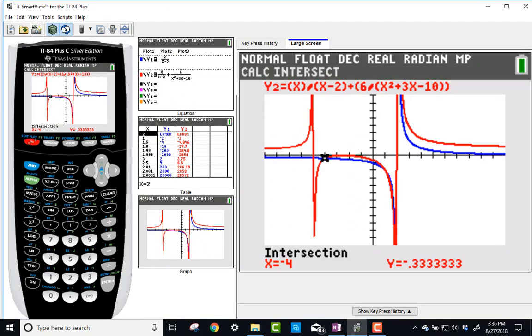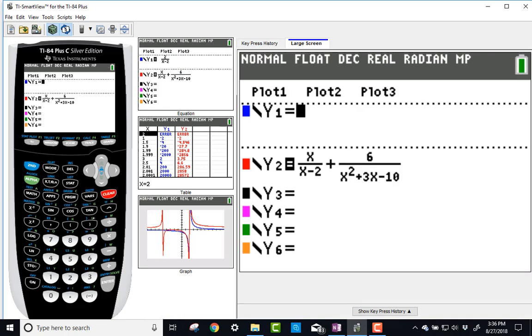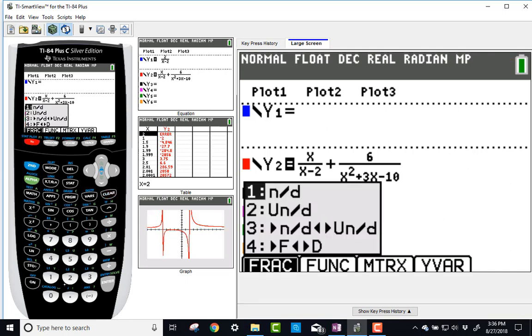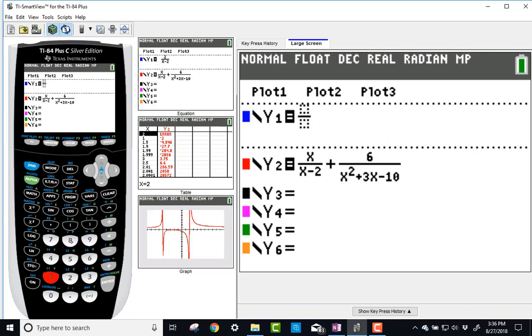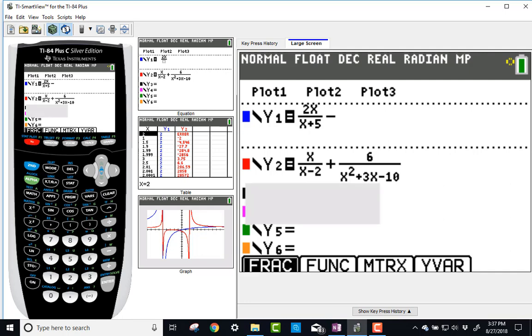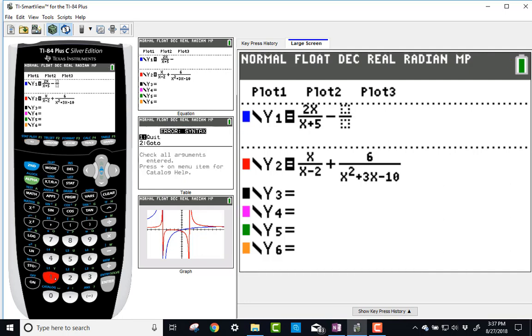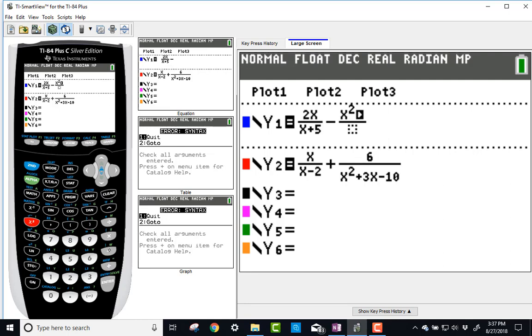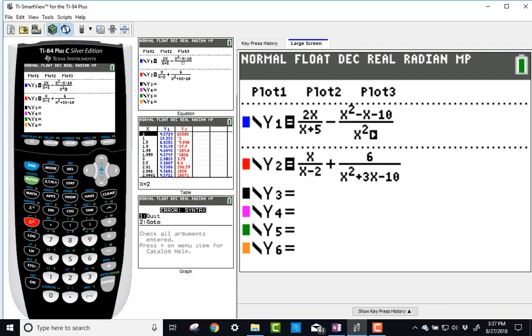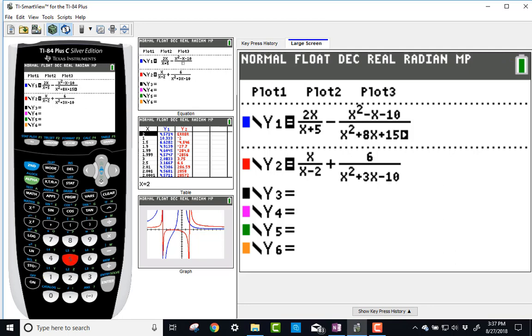All right? So we'll go to our y equals window. We're going to clear out this guy here, and we're going to start off with a fraction again, number 1, and we're going to put in 2x divided by x plus 5, and then we have that subtraction sign in there, and as long as we type this in just the way we see it, the graphing calculator should take care of that minus. So we have x squared minus x minus 10. Here's our numerator. Denominator was x squared, and then plus 8x plus 15. All right, so there's one side.